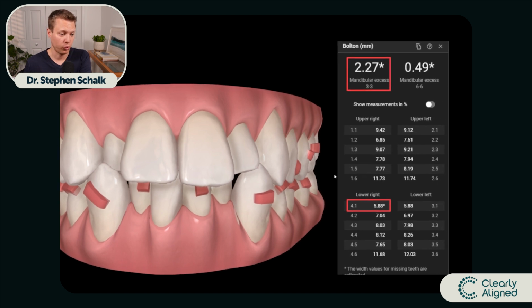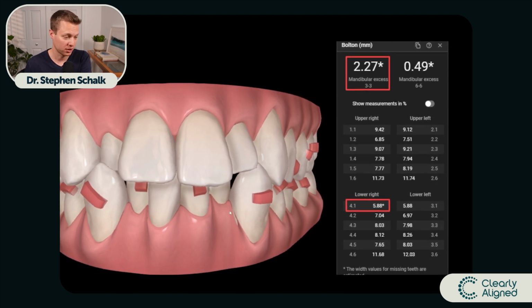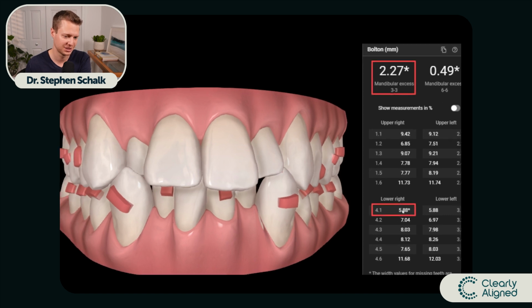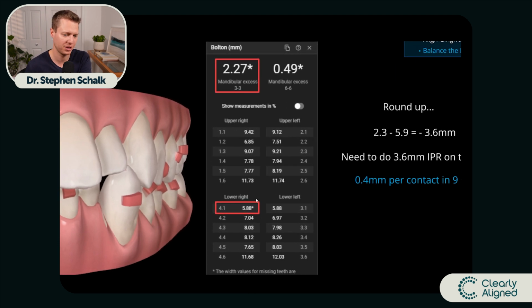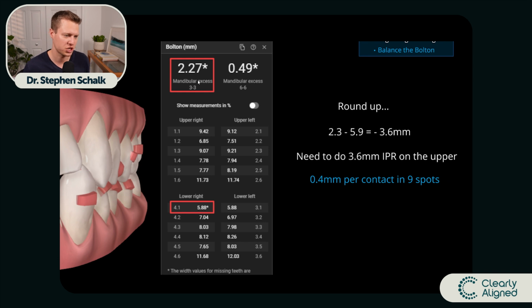Now, if we are going to take out a tooth on the lower because we're worried about gingival recession, then we've changed the equation of this Bolton analysis, because the lower incisor we're looking to take out is about 6 millimeters, 5.88 millimeters. What this has told us is essentially, right now, the lid and the box don't fit because either the lid is too small by 2.27 millimeters or the box is too big on the lower by 2.27 millimeters. So we're going to be taking out a tooth that's about 5.9.